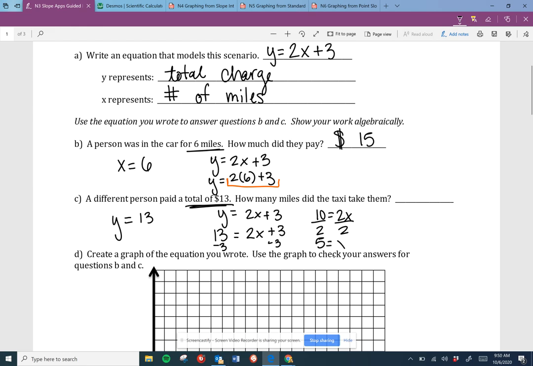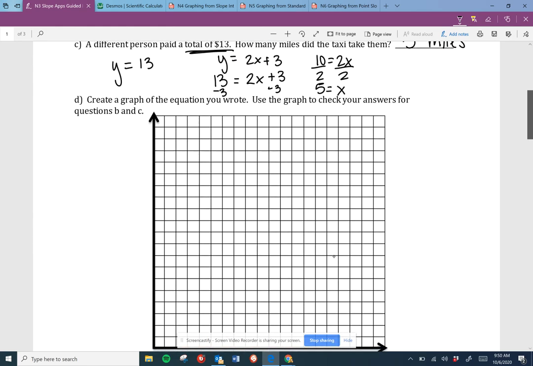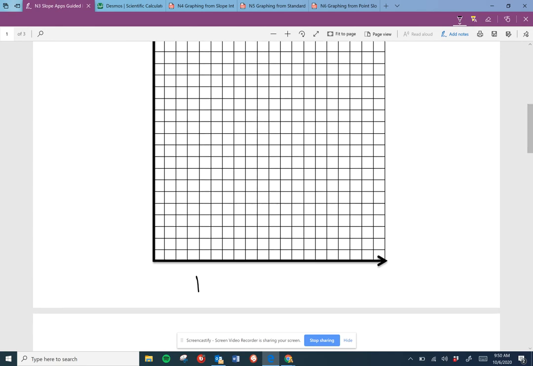Now they want us to graph this. Our x-axis, if you remember, is representing the number of miles, and the y-axis is representing the total charge. We'll label those, and these are both going to be counting by ones. The very first point on this graph is going to be at (0, 3), because right when they get in the cab, they have to pay $3. And then for each mile, once they go 1 mile, they have to pay an additional $2.